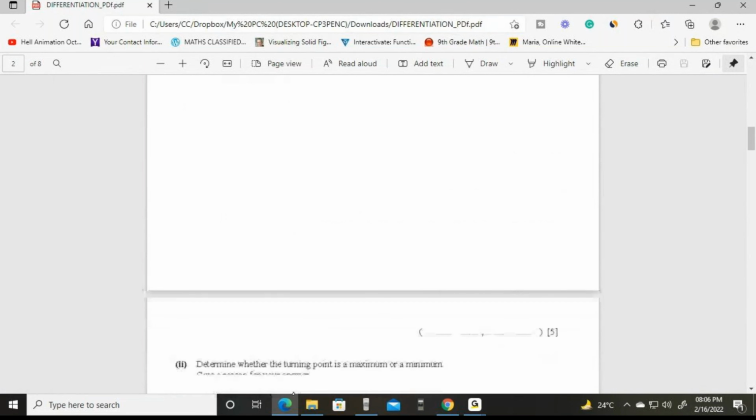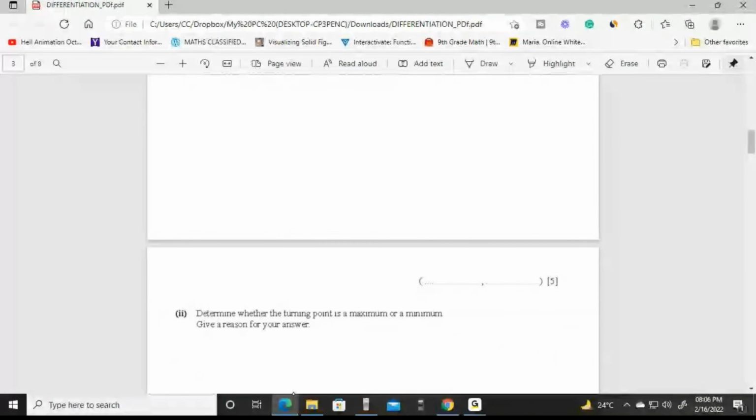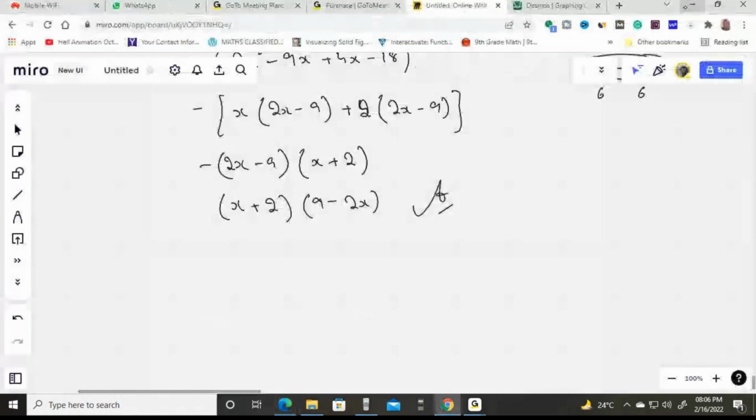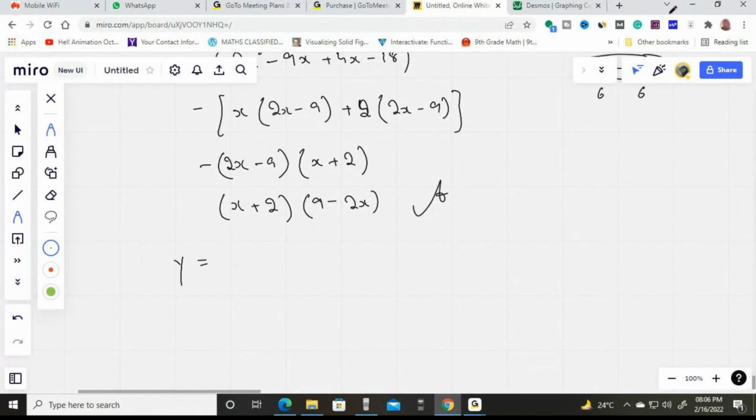Why have they given you two, x and y coordinates point? So just one turning point you're going to have, just one value of x you're going to get. That's it. Now, y is 18 plus 5x minus 2x squared. We differentiate both sides with respect to x. Derivative of 18 is 0 because constant values have 0 derivatives.